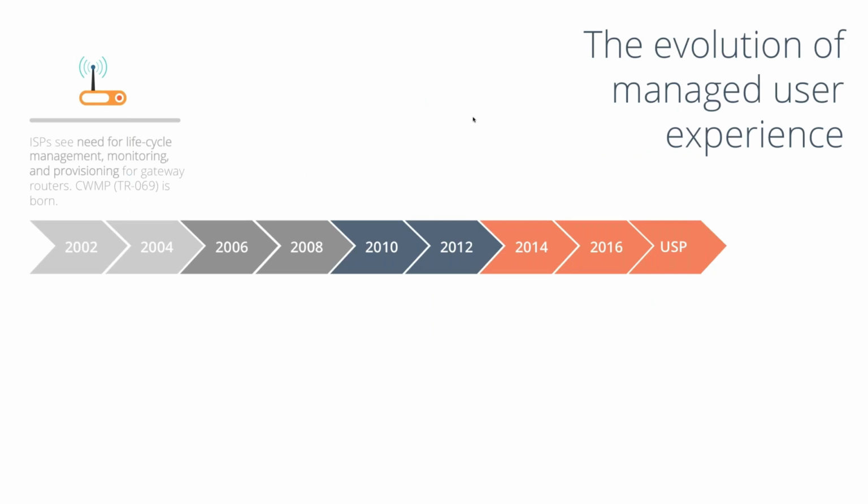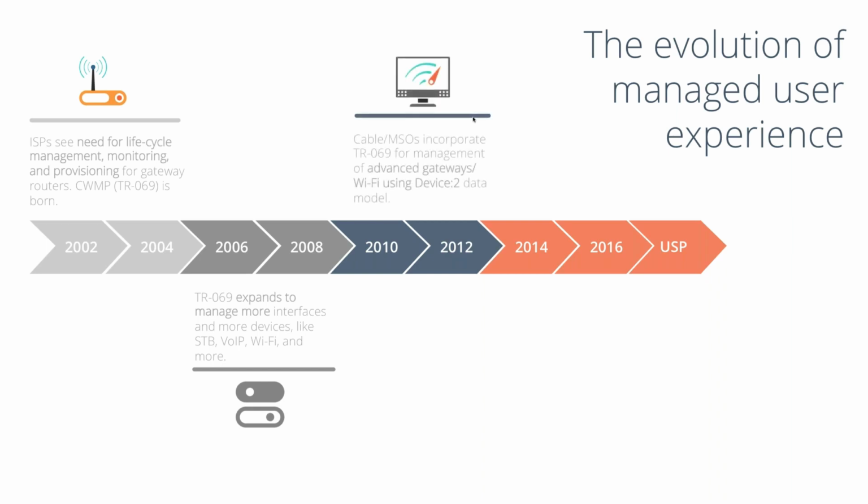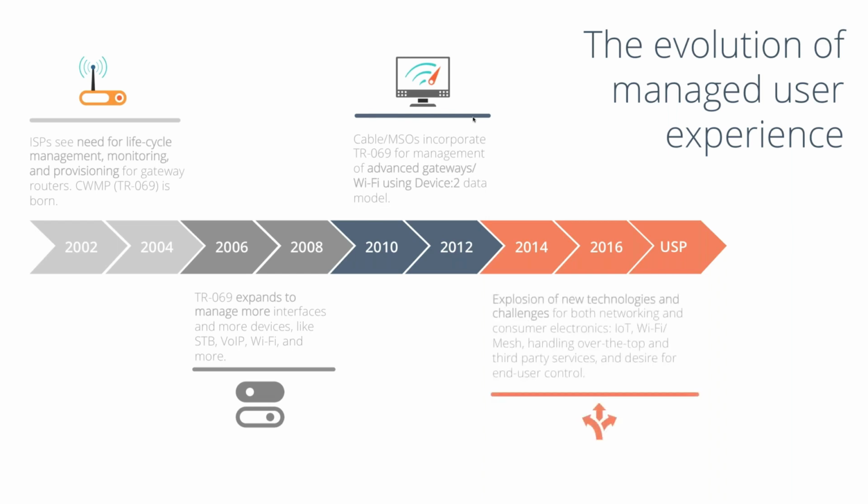So over time, TR-069 expanded to cover more kinds of devices by adding new features and expanding the data model. These included set-top boxes and VoIP devices and Wi-Fi access points and a lot more. Then around 2010, the cable industry began using TR-069, specifically the Device:2 data model, to manage some of their more advanced gateways and Wi-Fi capabilities. Since then, of course, the connected device world has exploded. The average home has more than just a laptop and a home computer, but tablets, phones, set-top boxes, TVs, smart home devices, all that stuff, all connected through their broadband link and communicating with third-party services.